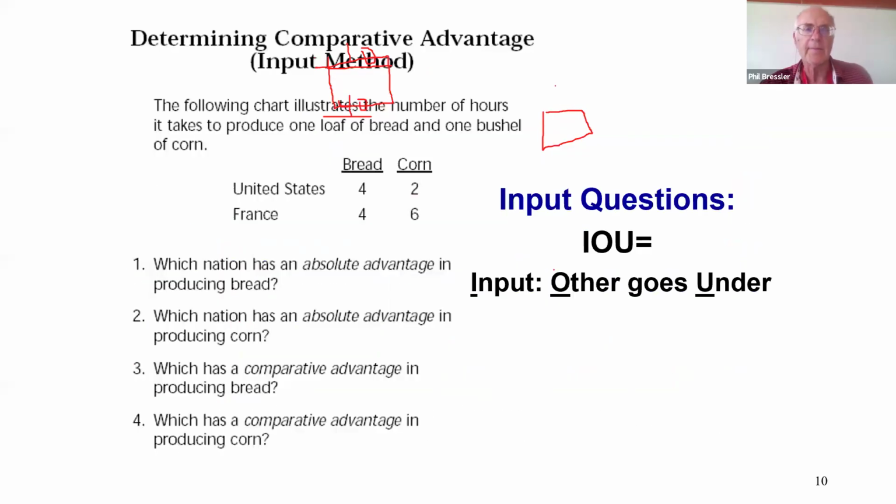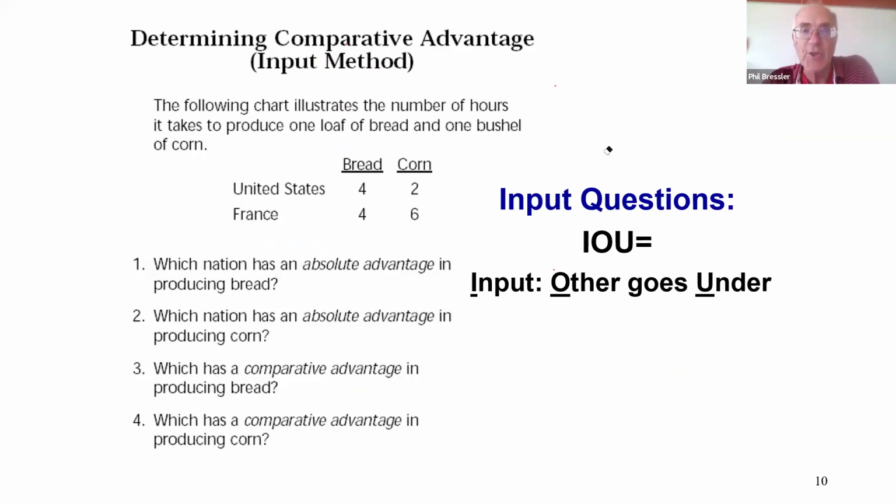All right. Now, that was an output problem. Let me just try to erase that and we'll go for an input. All right. That was an output. It was how many pineapples and how many radios. Now, following is the number of hours it takes to produce one loaf. Right? This is an input.